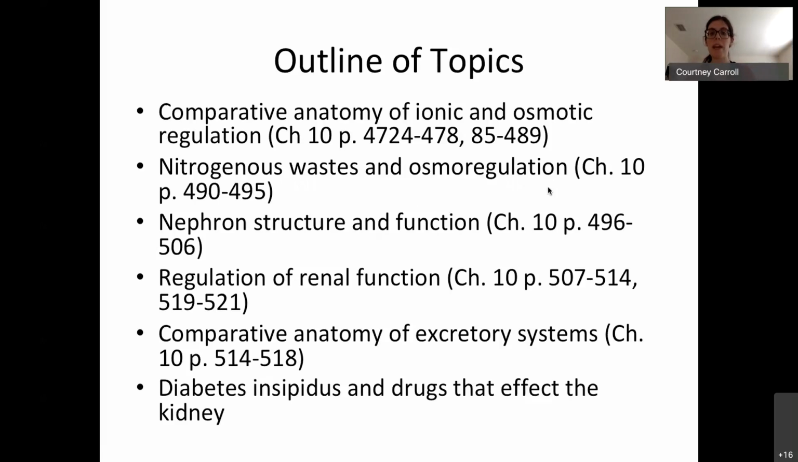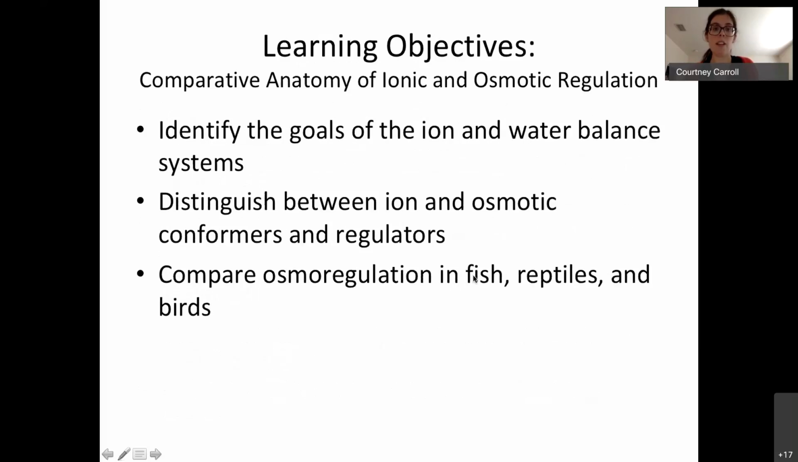Dylan, to your question about page numbers, right here it says comparative anatomy is broken into 2 different sections. So there is some comparative anatomy at the beginning of chapter 10, pages 472 and 474 to 478, and then 45 to 49. And then there's some at the end of the chapter, 514 to 518. So you'll need to look at the very beginning and the very end of chapter 10 for the comparative anatomy component. The first unit, we're going to talk about ionic and osmotic regulation. And we're going to identify the goals of ion and water systems, and then we'll distinguish between conformers and regulators and talk a little bit about what happens in fish, reptiles, and birds.